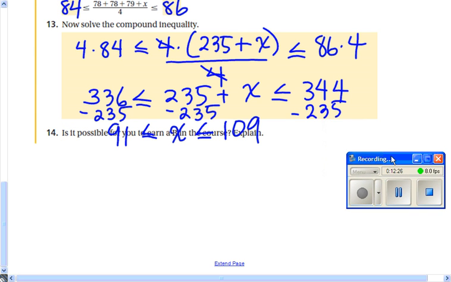So here's the problem and the solution, and we can see that in order to get the grade you want, you need to score between 91 and 109. So I think it is possible you could get any score between 91 and 100, and that would give you the grade you want.